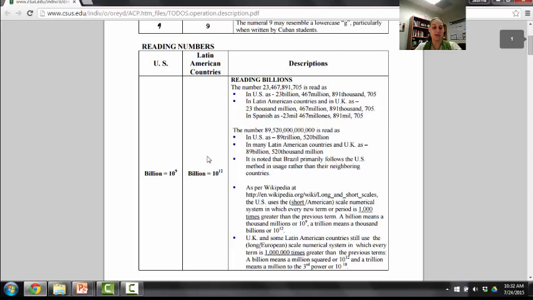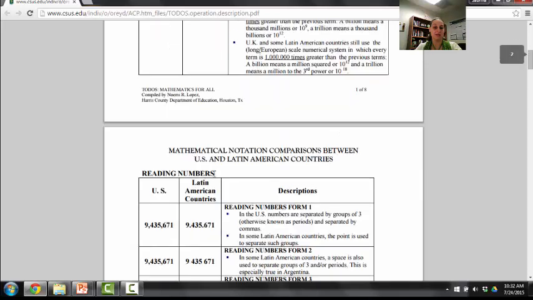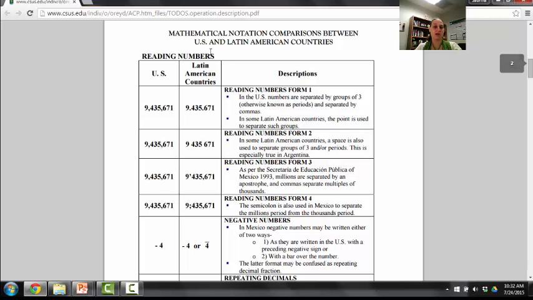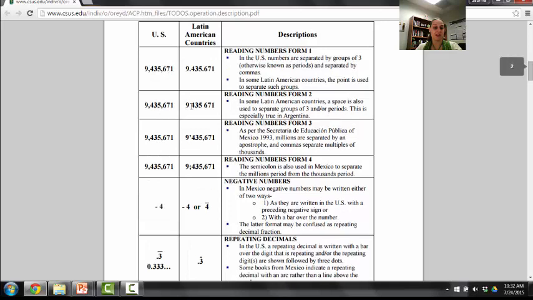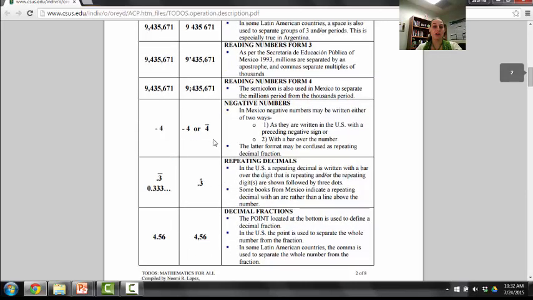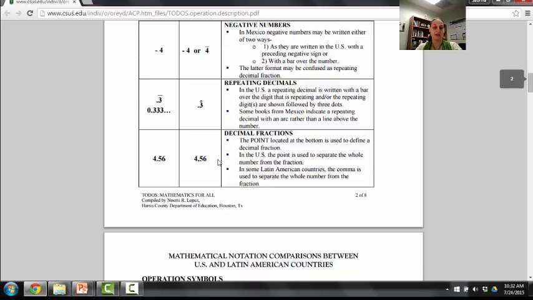Reading numbers is also different. We see that billion is written this way in the US versus this way in Latin America. The way in which we represent mathematical notation can be different. So we use commas in the US, whereas other countries, especially, for example, in Latin America, use periods. They also can represent the numbers in these different ways. Okay, -4 can look like 4 with a line on top of it in Latin America.